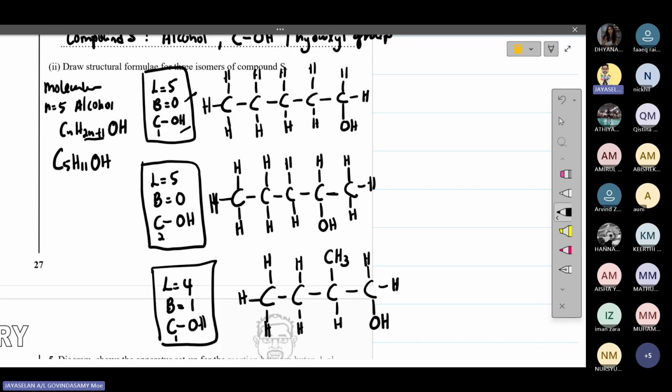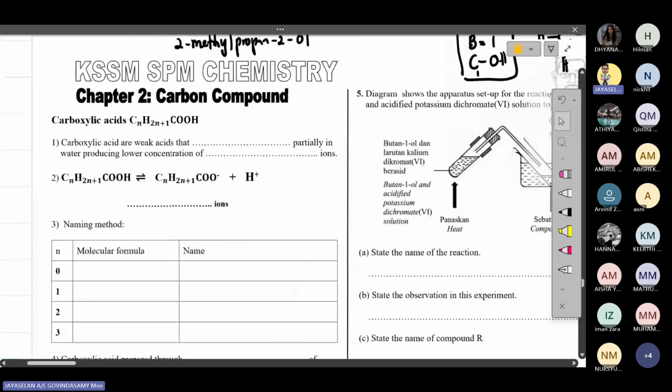Okay, we go for the next part, which is carboxylic acid. Carboxylic acid you must study properly. I will try to go through carboxylic acid and also esterification. Next week we can discuss the assay experiment. If you are done copying, raise your hand. Okay, done. So we go for the next part, carboxylic acid.